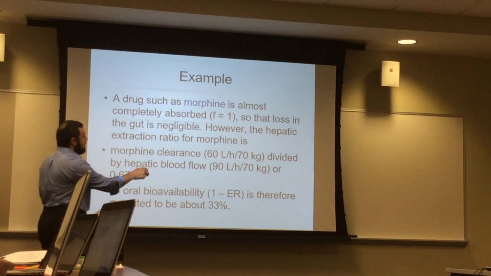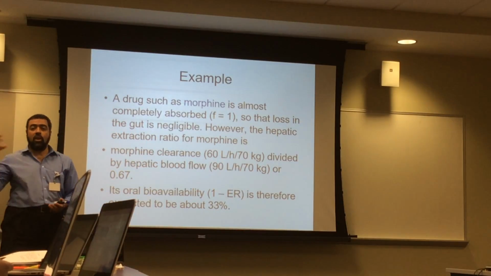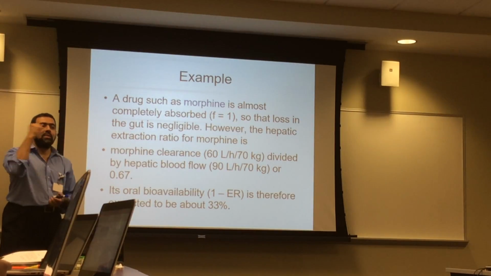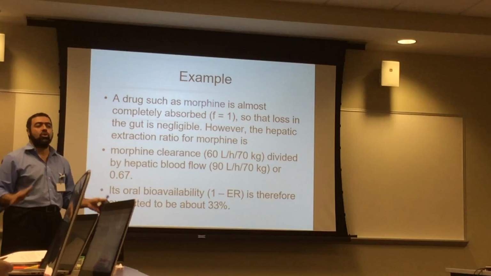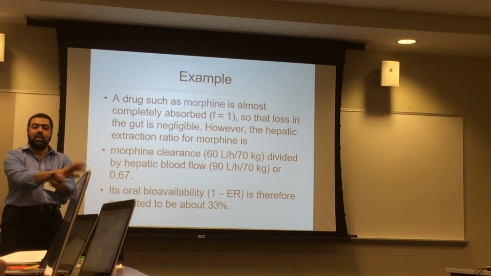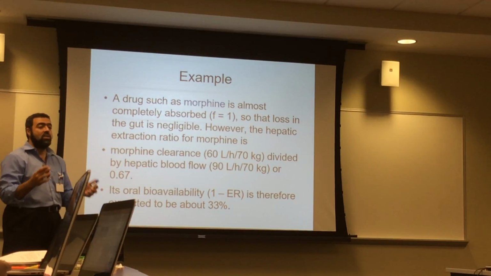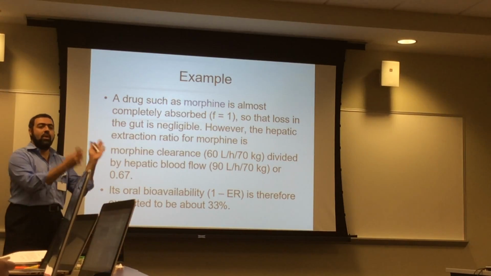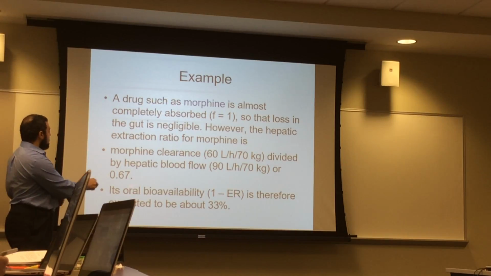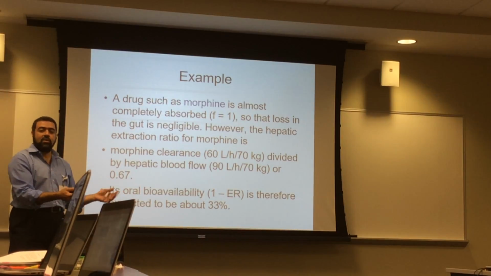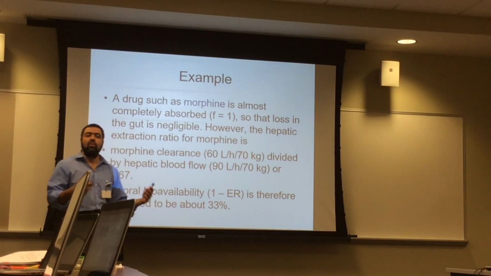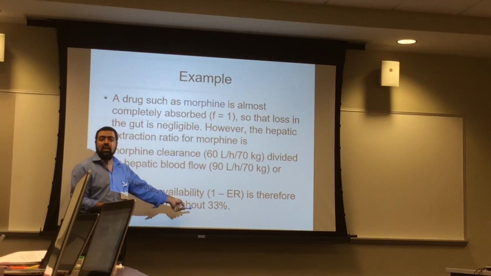So if you divide the 60 by 90, that means for every 90 liters going to the liver, it is clearing 60 liters completely from the drug. So 2/3 of the circulation going to the liver is being cleared completely from the drug. So 2/3 of your drug is being lost just by going through the liver. So if you divide 60 by 90, you get 67% or 0.67, 2/3. Subtract that from 1, that means what's left after going through the liver is almost 33%.